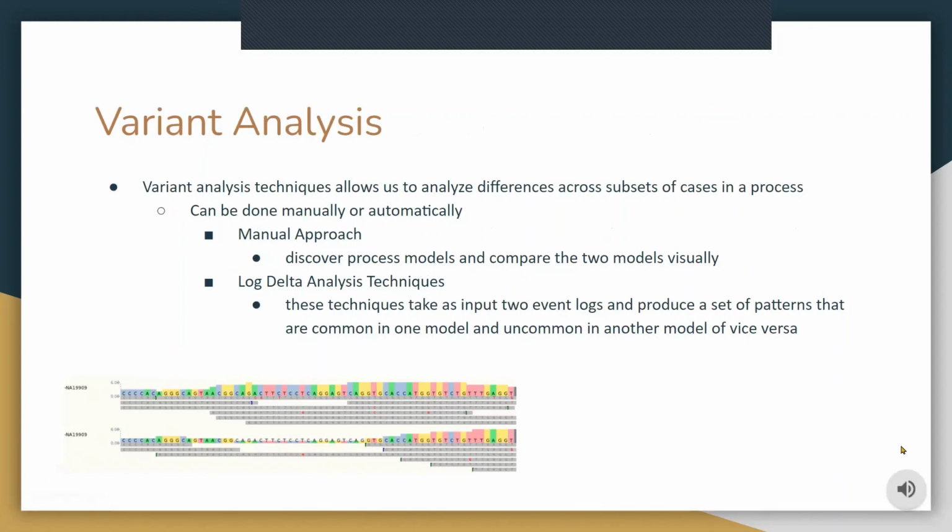Now we'll talk about variant analysis. Variant analysis techniques allow us to analyze differences across subsets of cases in a process. This can be done manually or automatically. From a manual approach, we look to discover process models and compare the two models visually. As for log delta analysis techniques, these techniques take as input two event logs and produce a set of patterns that are common in one model and uncommon in another model, or vice versa.